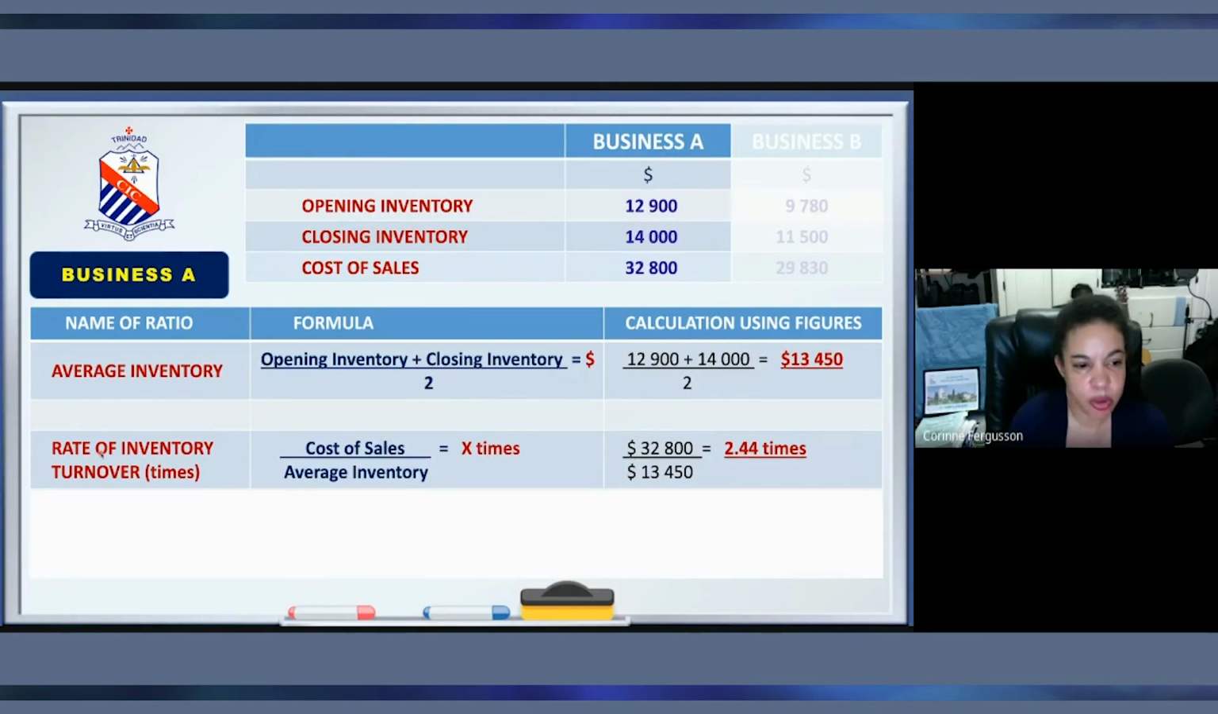Now we could work out our rate of inventory turnover in terms of times. Very simple formula. It's your cost of sales, which is given here as 32,800, over the average inventory that you would have calculated above. So over the 13,450, and the answer you got would be 2.44 or 2.4 depending on how many decimal places you rounded it off to, and make sure that you have times. So the answer for business A, the rate of inventory turnover was 2.4 times.